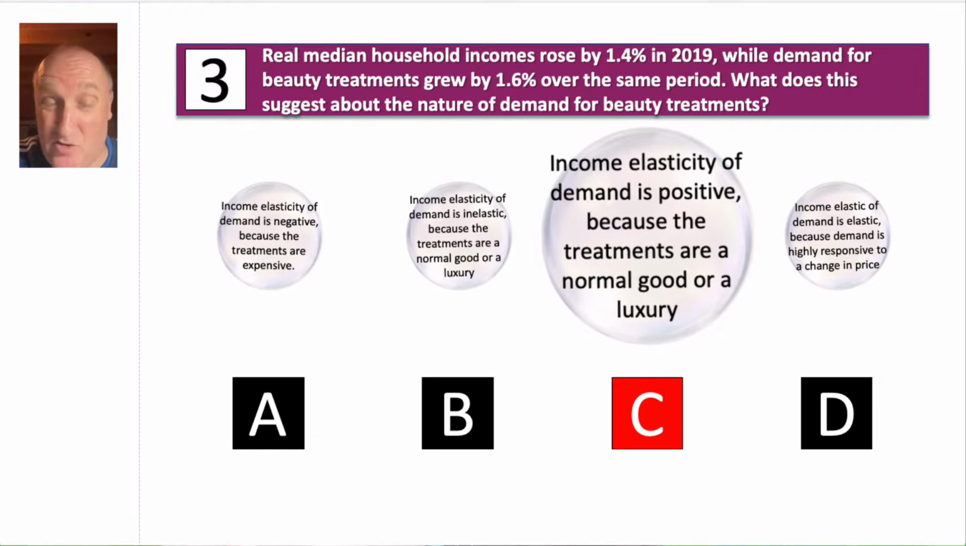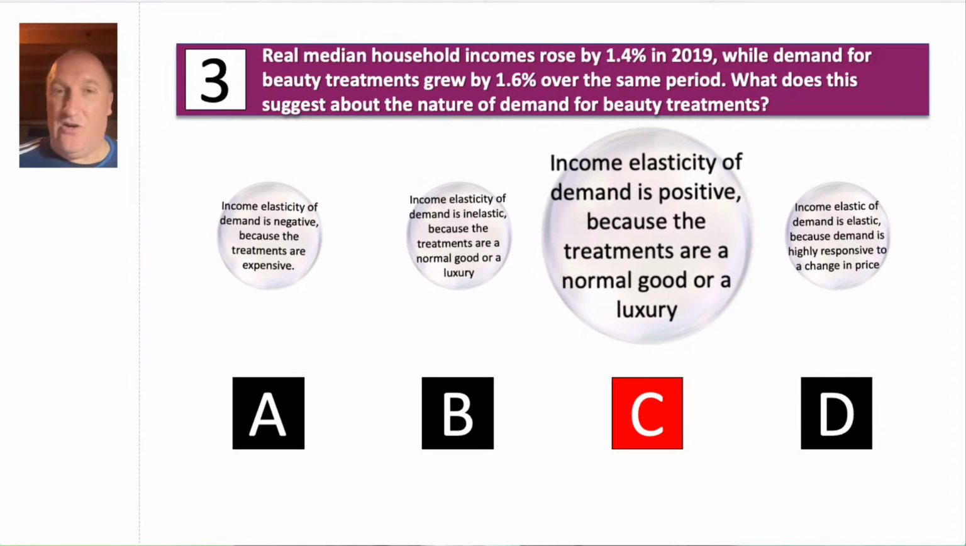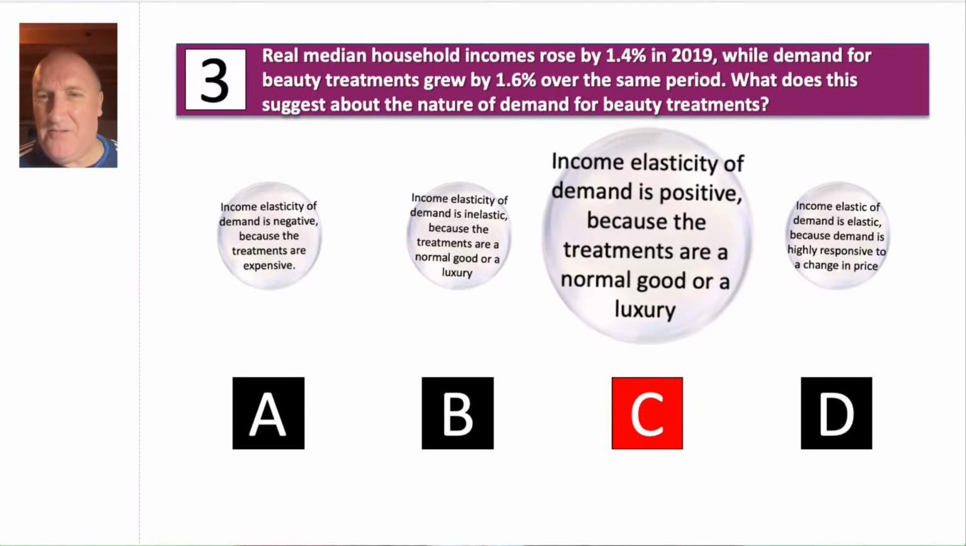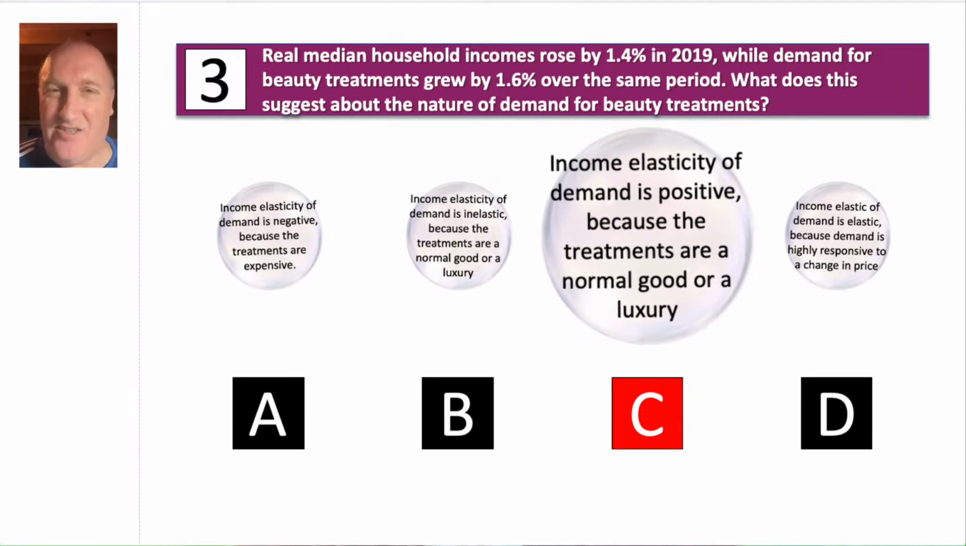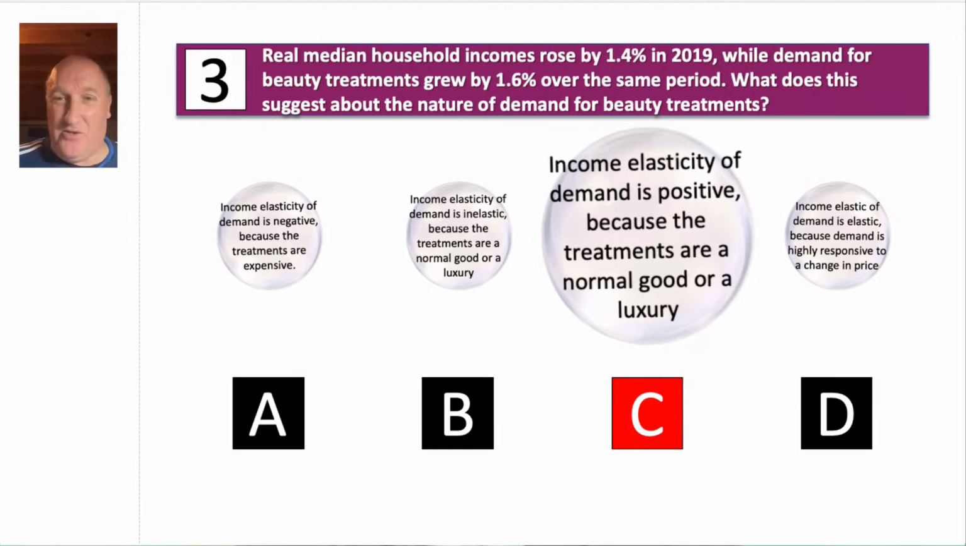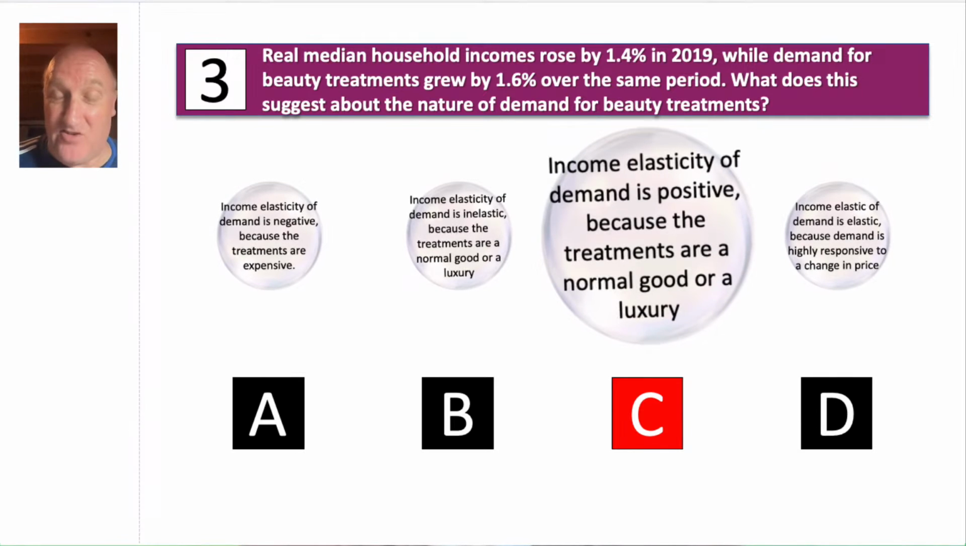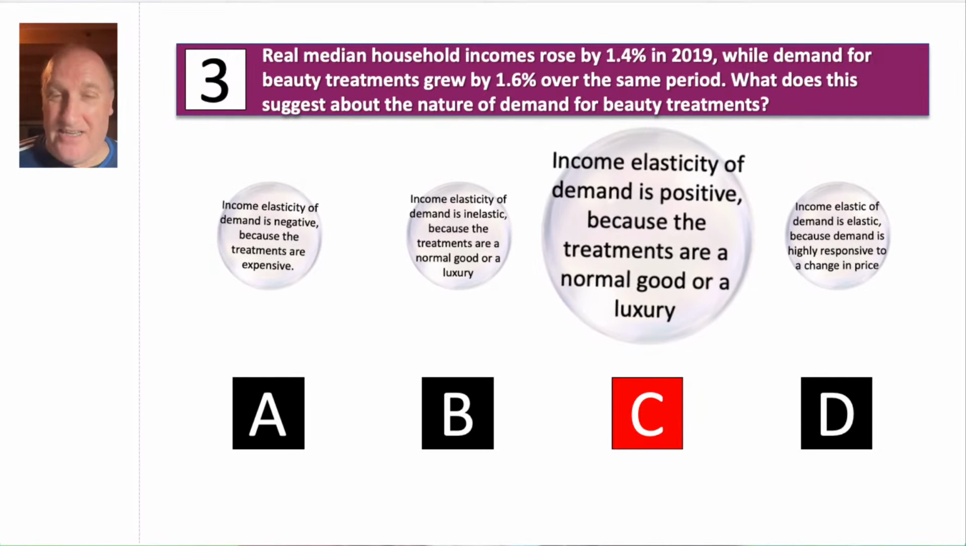Income elasticity is positive. Incomes went up, demand went up, but it's not D because, well, wait a minute. Let's think of the number here. The elasticity is actually more than 1, isn't it? So it's just over 1. So in fact, you could make a case for saying it's just income elastic. So I can see why you might have said D.